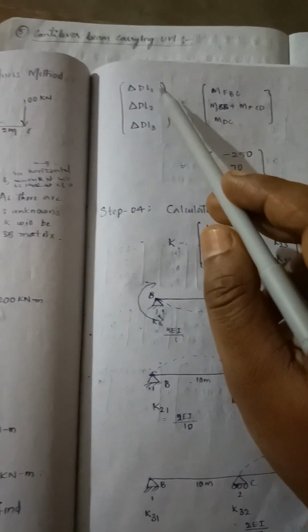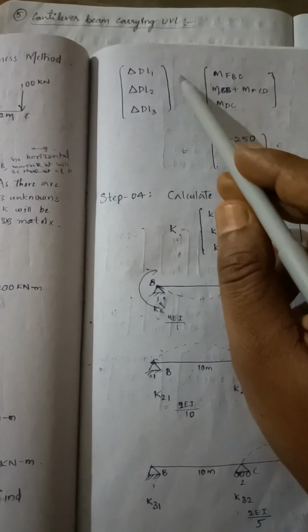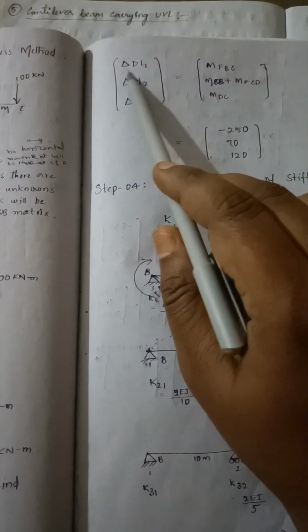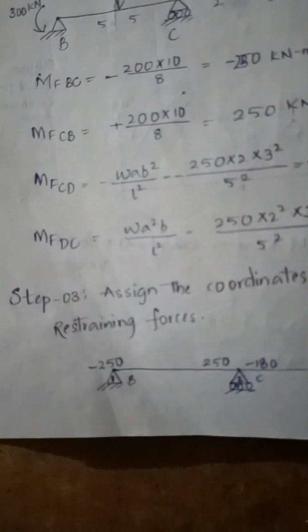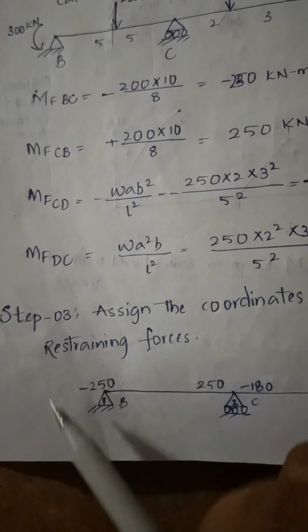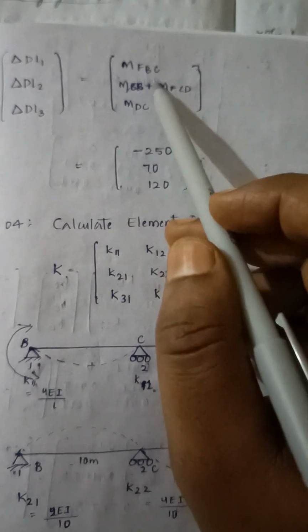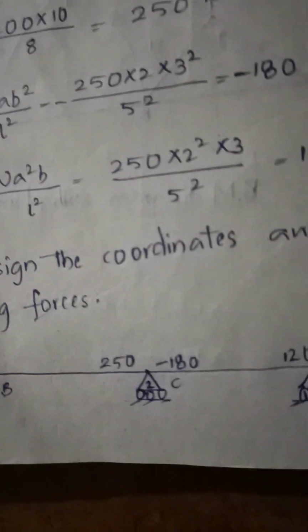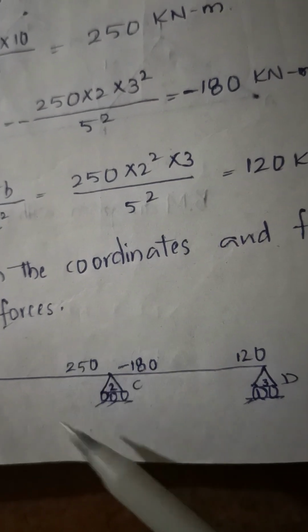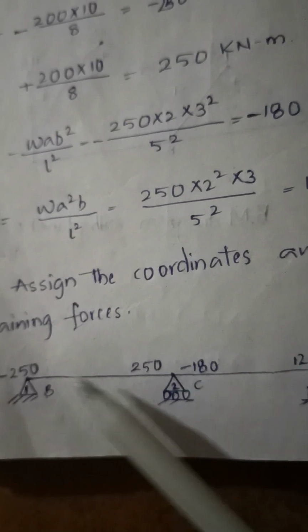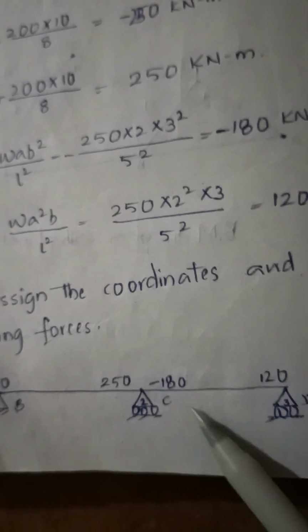It is the algebraic sum of all the fixed end moments at that particular joint. So delta DL1 equals, at 1, how many fixed end moments are there? Only one, minus 250, so minus 250 MFBC. Next, delta DL2: at 2, the algebraic sum of MFCB plus MFCD, 250 minus 180.